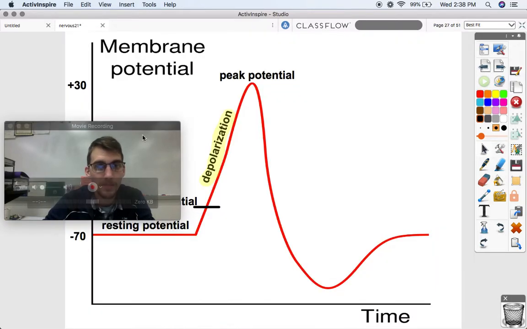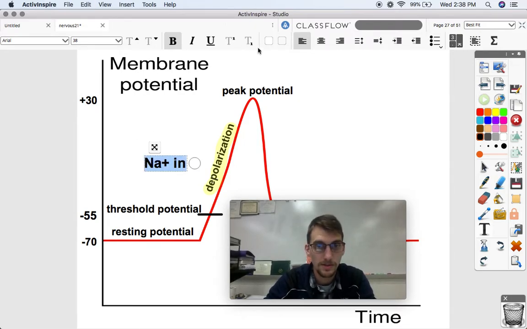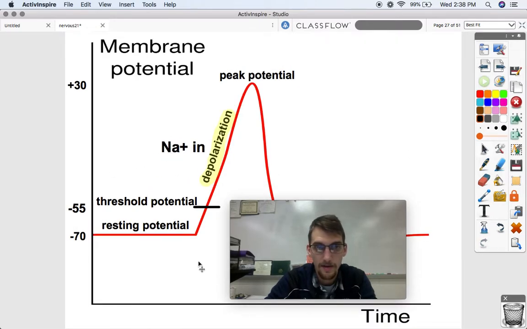So sodium is coming in. I'm going to add that over here. Na plus in. I have to change the font color. There we go. Na plus in, when depolarization is occurring.